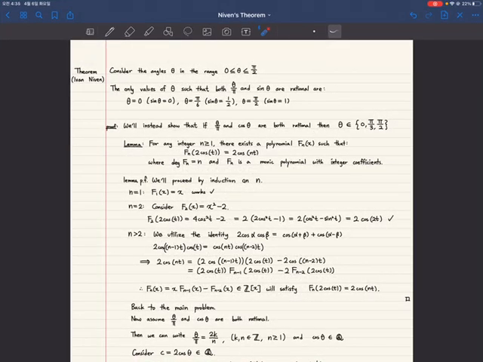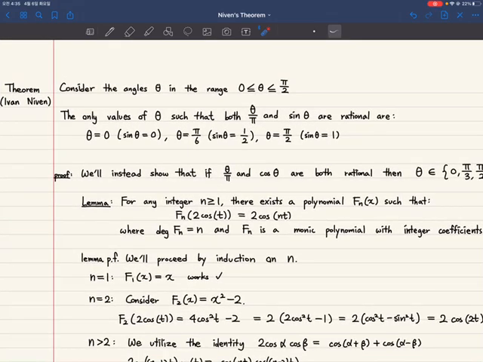Hello, I'm going to talk about Niven's theorem today. So, first, let's read the statement of what Niven's theorem is. There's an angle theta in the range 0 to pi over 2.